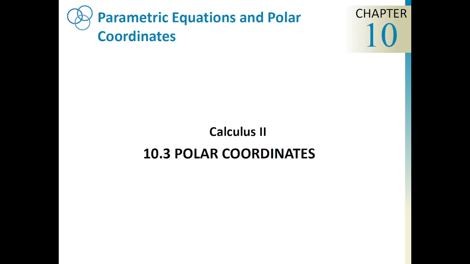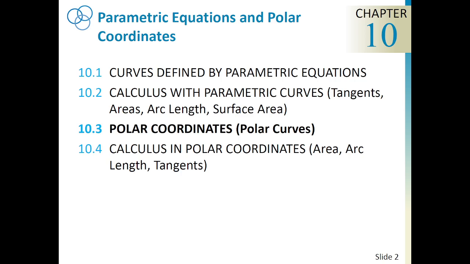This is section 10.3, polar curves and polar coordinates. So we are going to see some other curves. Previously we saw parametric curves, and then we computed some tangents, areas and arc lengths. This time we are going to see polar curves coming from polar coordinates, and later we will compute, again, tangents, arc length and areas on these curves. These are some special curves, some of which are familiar to us and others are completely new.